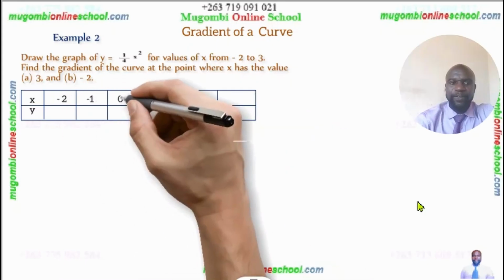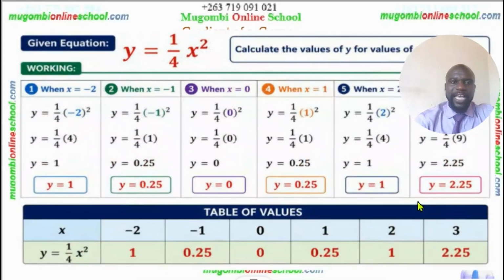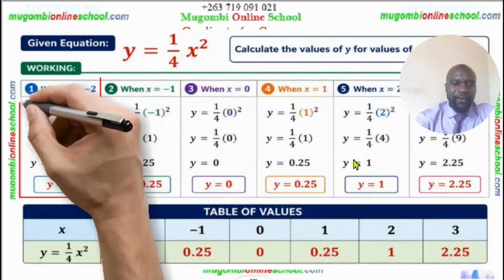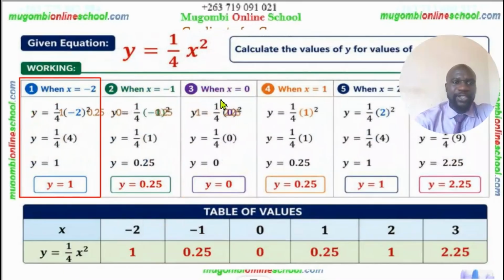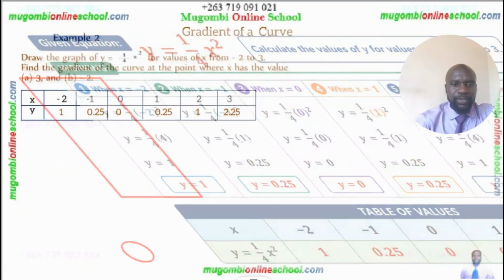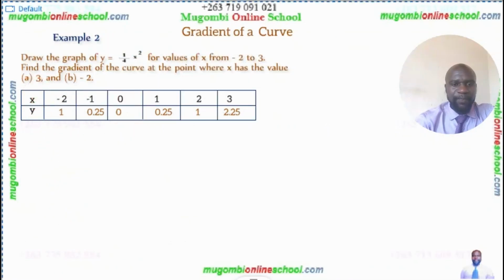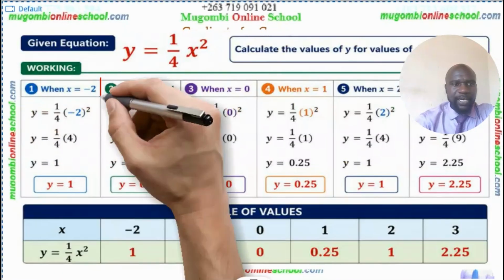So we need a table of values first, from -2 to +3, and then we have to calculate, starting from this point, by substituting the actual points which we have. Let us take a look here and see the point where x is equal to -2.